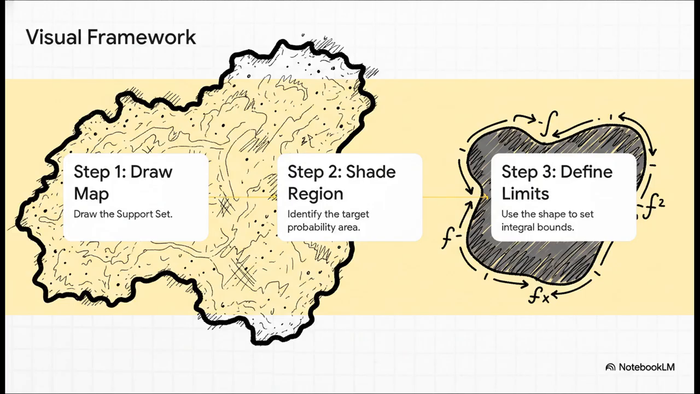And this really is the whole process. It's a simple, repeatable framework. First, you draw your map of all possibilities. Second, on that map, you shade in the specific outcome you're interested in. And third, you let the boundaries of that shaded region tell you exactly how to set up the math.